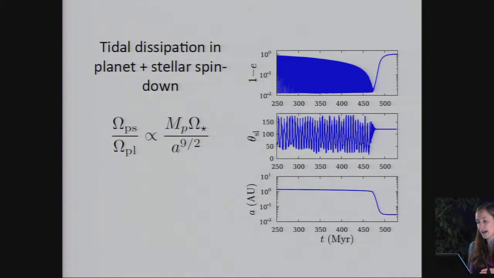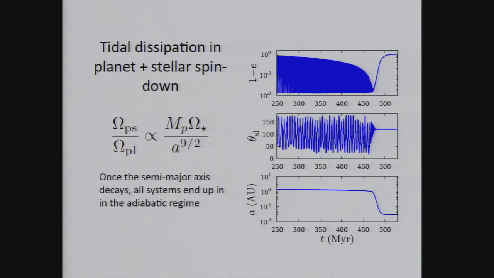So this is just showing what happens when you include tidal dissipation in the planet and also stellar spin down due to magnetic braking. And the thing to notice here is that even if a system starts out in the non-adiabatic or trans-adiabatic regime, they will all end up in the adiabatic regime once the semi-major axis decays due to tides, which you can see here. And so the spin-orbit angle settles to a final value.